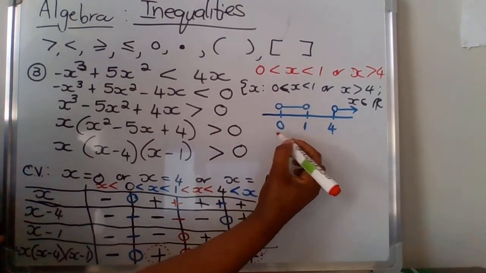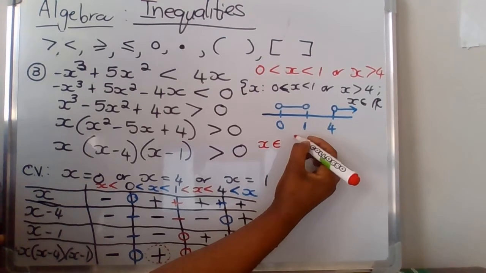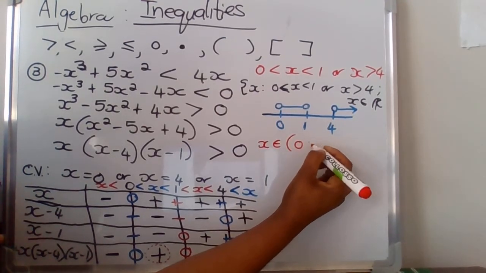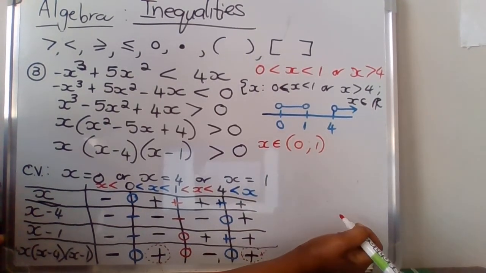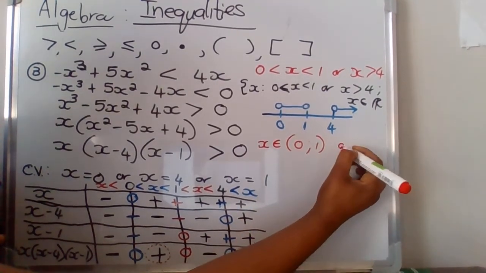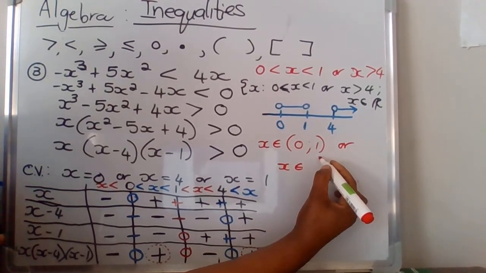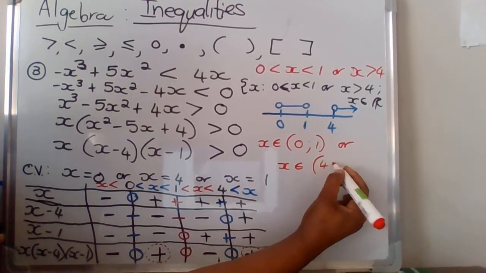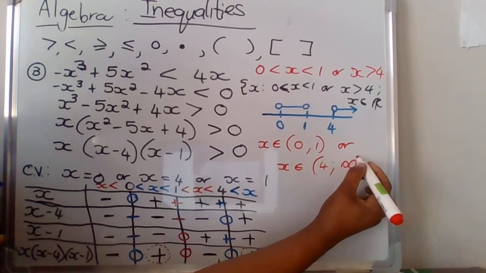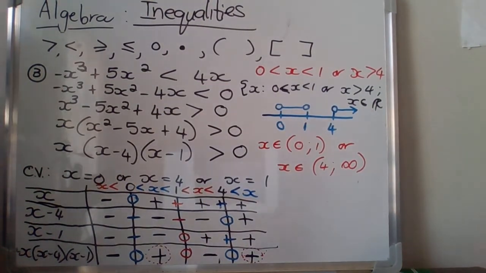In interval notation, I have x is an element of, it lies between 0 and 1, so it's an open bracket. Or x is an element of, is the 4 included? No, it's not included, all the way up to positive infinity. And that's it on inequalities.